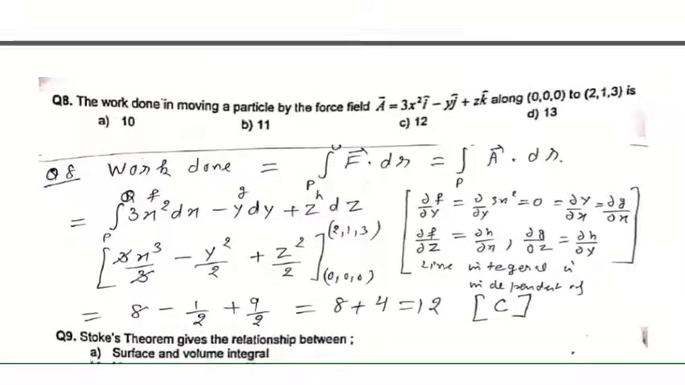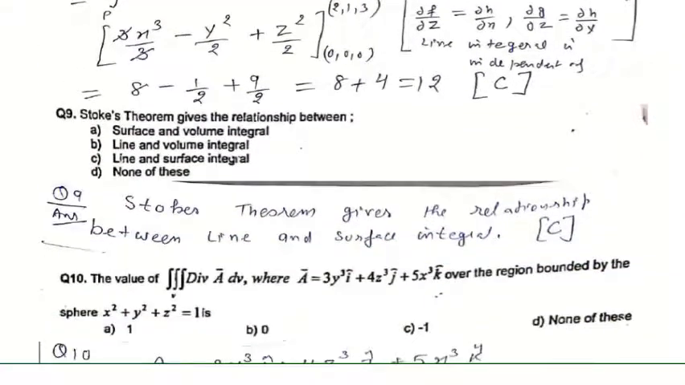Now next is Stokes theorem. It is a relationship between line and surface. Stokes theorem gives a relation between line and surface. So C is the right option.